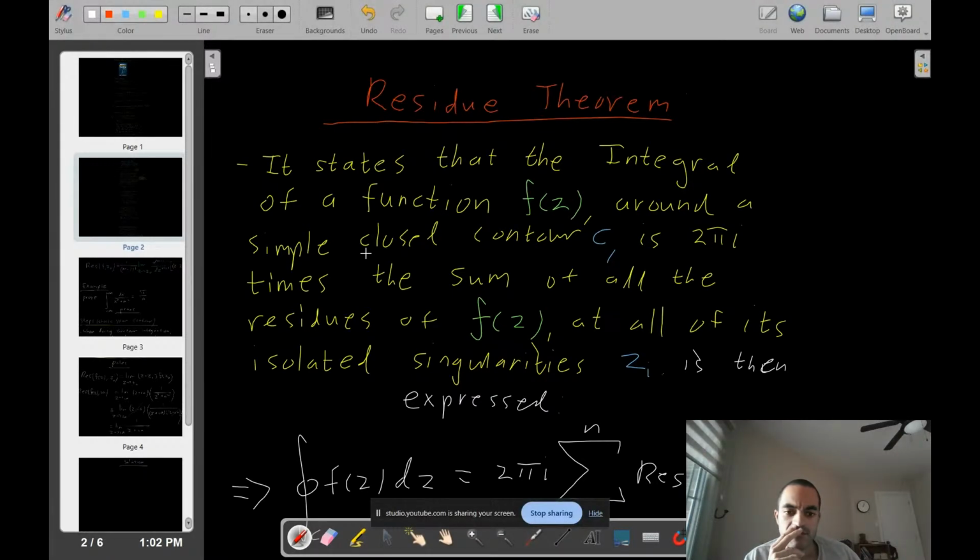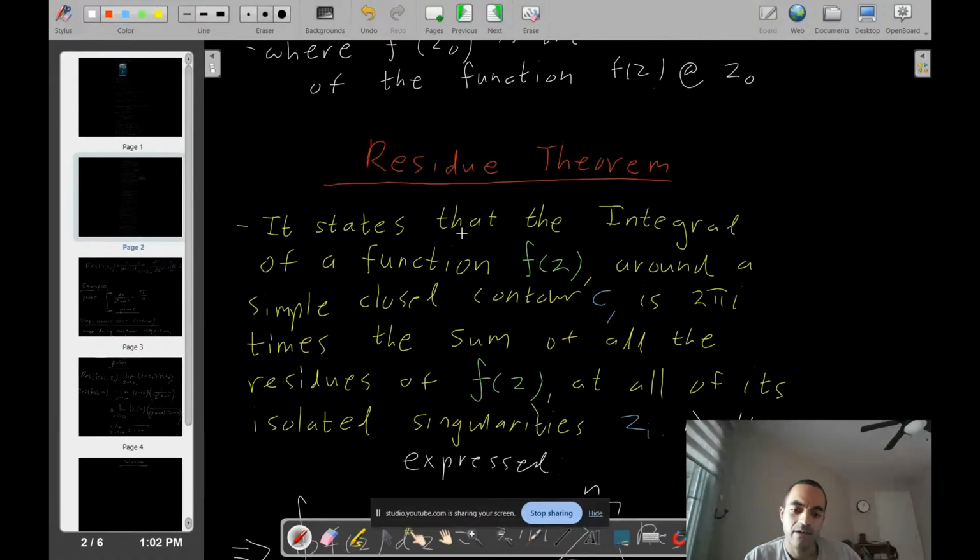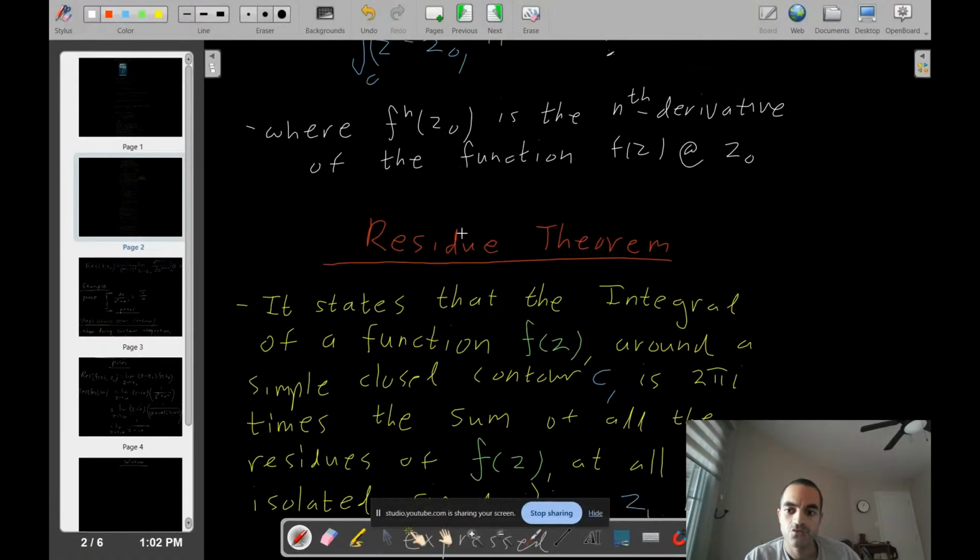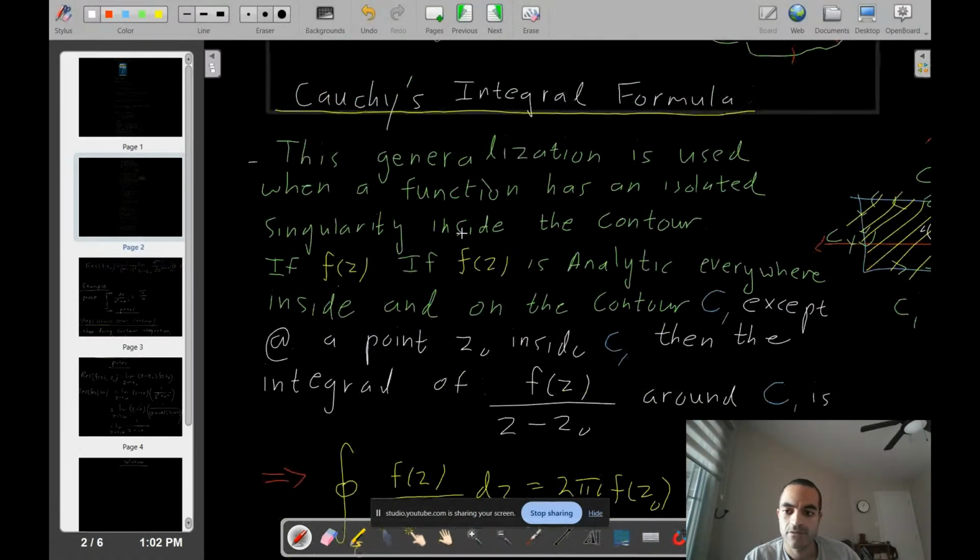Okay, as I said, I'm going to mention again for anyone who didn't understand. So the residue theorem states the following, right? It states that the integral of a function f of z around a simple closed contour. If you're not understanding that, try and draw a diagram of a closed contour. You can look back at the notes up here.